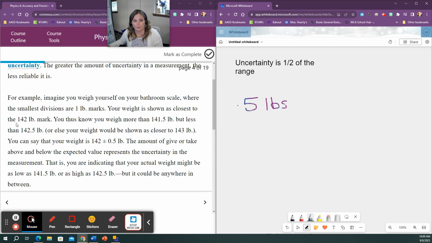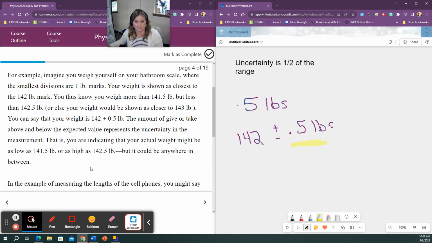And so we're close to the 142 mark, so we say we're 142 plus or minus the uncertainty, which is 0.5 pounds. This represents what we're not clear about. We don't know if it's less than 142 or more than 142, 141.5 or 142.5. We know it's somewhere in between.